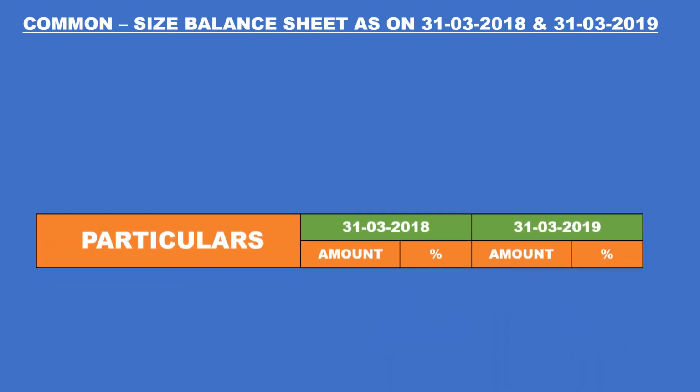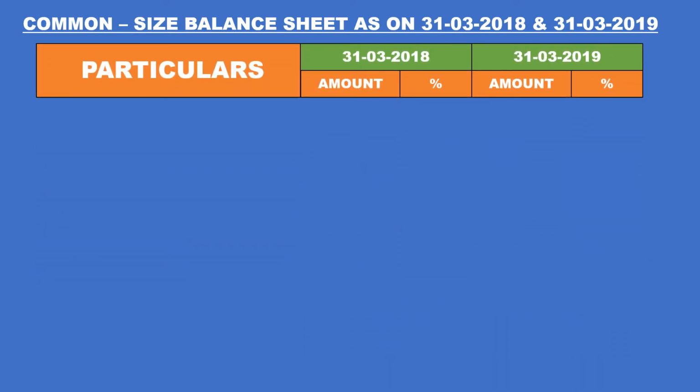Now we'll solve the answer for the 2020 question paper. The first thing is the heading: you have to write common size balance sheet as on 31/3/2018 and 2019. In the question they have given the years, so we have taken the years. If they have given the company, you can take common size balance sheet of A Limited and B Limited. The next thing is the format of the common size statement. For both the balance sheet and income statement, this is applicable and this is very important.